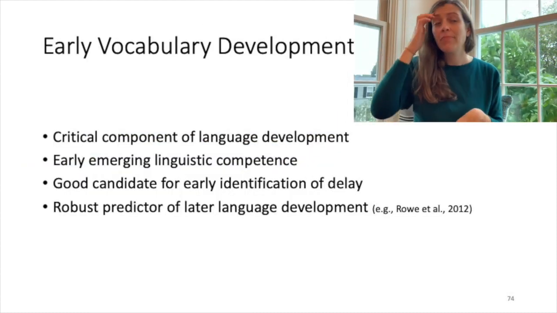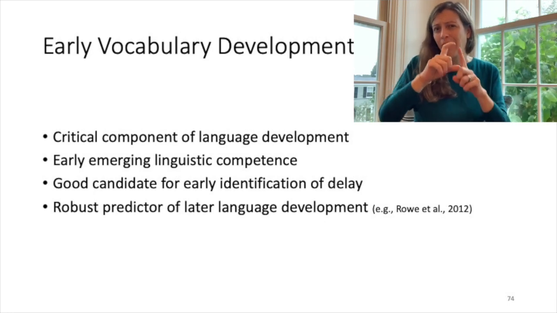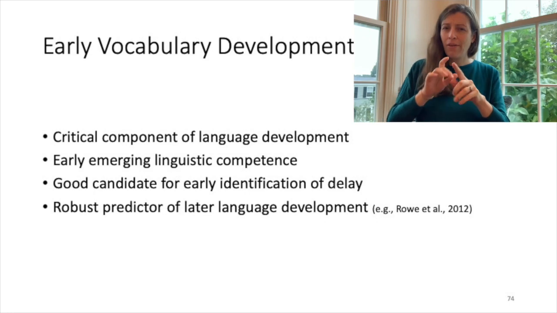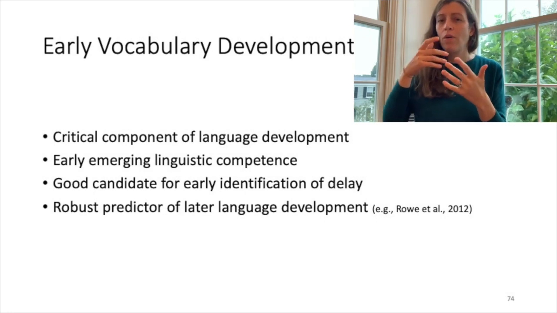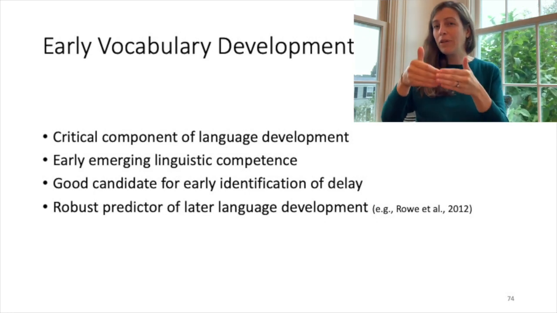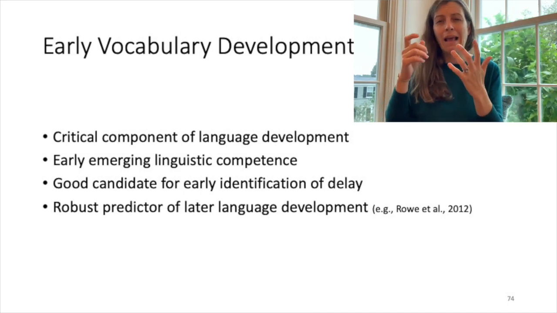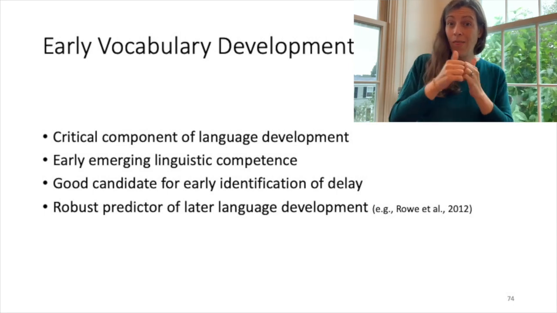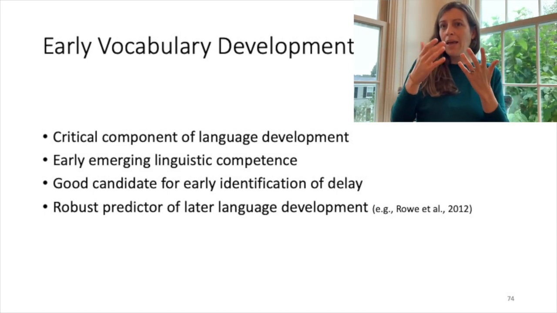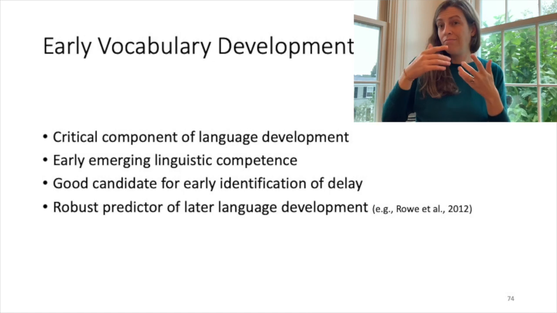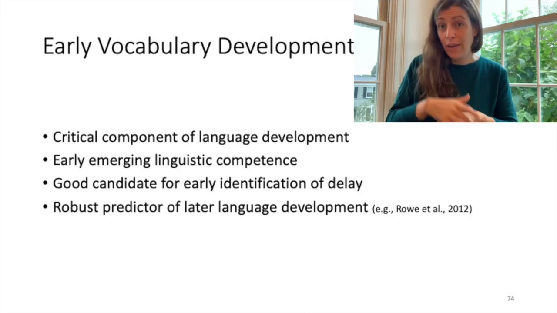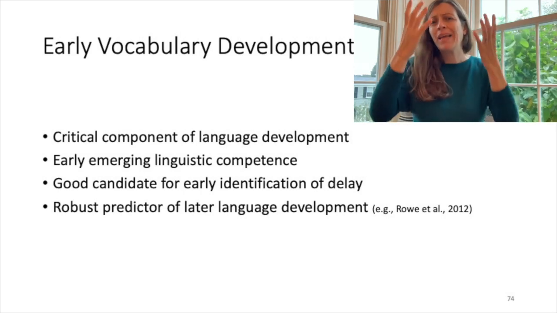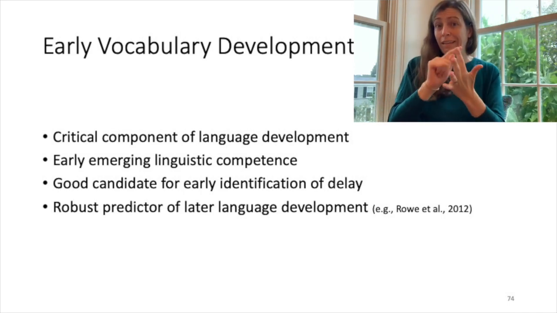We focus on vocabulary for a few reasons. First, it's a critical component of language development. It's also an early emerging linguistic competence, so that makes it a really good candidate for early identification of a language delay. It's also a robust predictor, typically, of later language development, like syntax or pragmatics. So by measuring vocabulary early, we can get a sense of a child's prospective language acquisition.